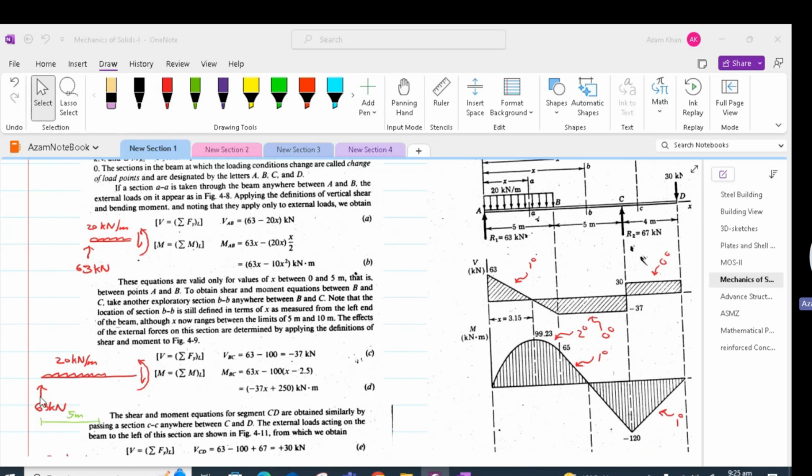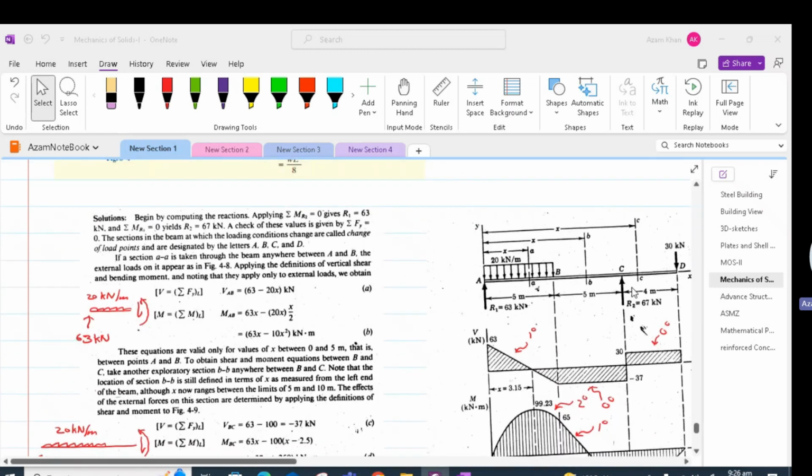After this, we will find the moment in BC. So the moment in BC would be 63 times x minus 20 times 5, which is 100, into x minus 2.5. So the lever arm of this UDL is x, which starts from the left support, minus this portion, which is 2.5. This will give us the moment in BC equal to minus 37x plus 250. Please note that the shear is constant and the moment has come out to be first degree, which is a straight line. Finally, we will take section CC in CD.